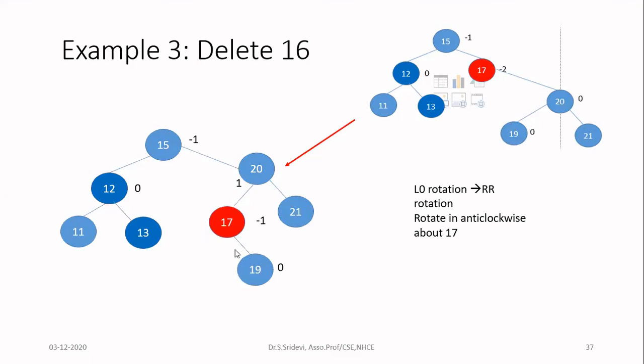Why can it not be connected as the left child of 17? Because 19 is greater than 17. So 19 will be moved as a right child of this 17. So now we have done everything. Check the balance factor of all the nodes. All are having values in the range of 0, -1 to +1. So we can continue to delete the next node.